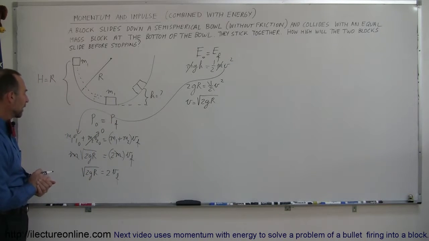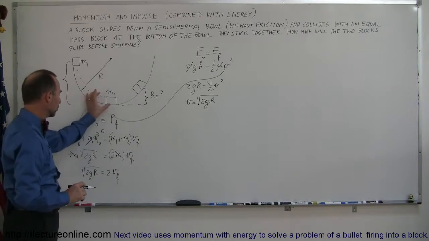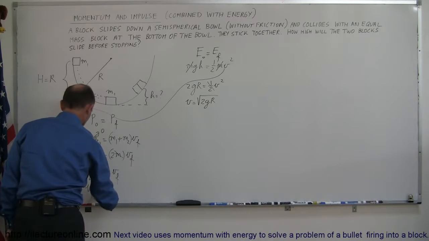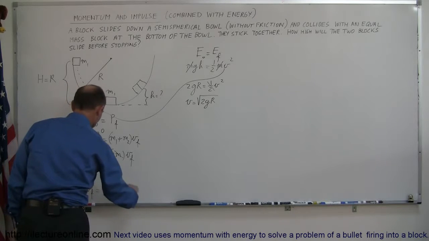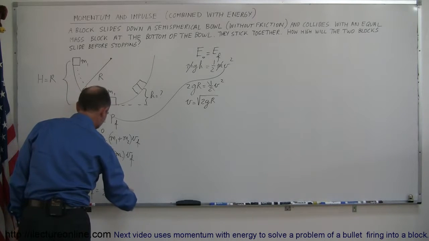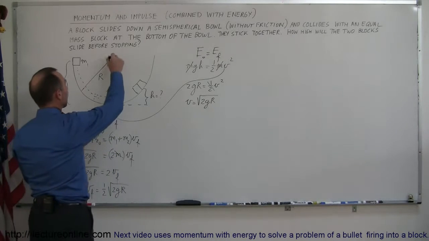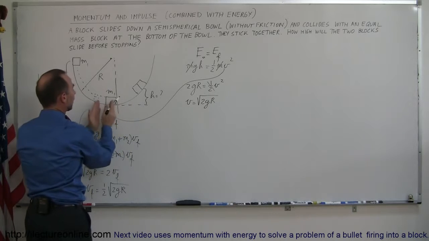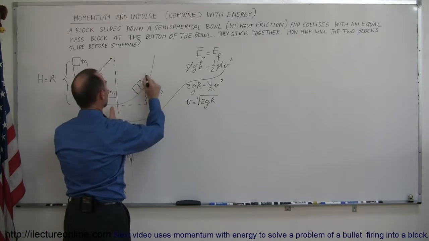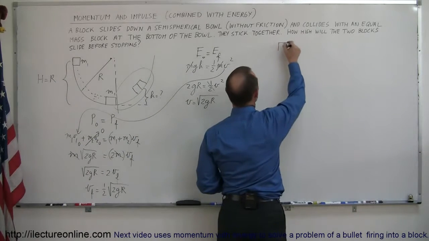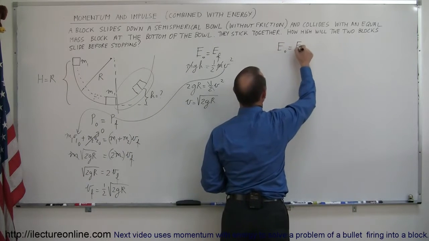Well, we know that the final velocity of the two blocks will be equal to, if we solve for that, 1/2 times the square root of 2gr. And then, after the collision, if we now take this part of the problem and use the conservation of energy to see what happens over here, we can then say that energy initial equals energy final.